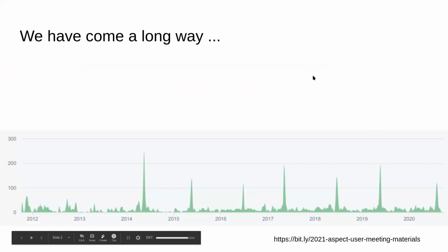So as I mentioned, we are nearly 10 years into Aspect, and what you see here is the Git commit history of Aspect over the years. This is the history that is on GitHub, and I suspect that the first year or so is not in this history. Oh wait, it started in October 2011, so it actually is the full history here.